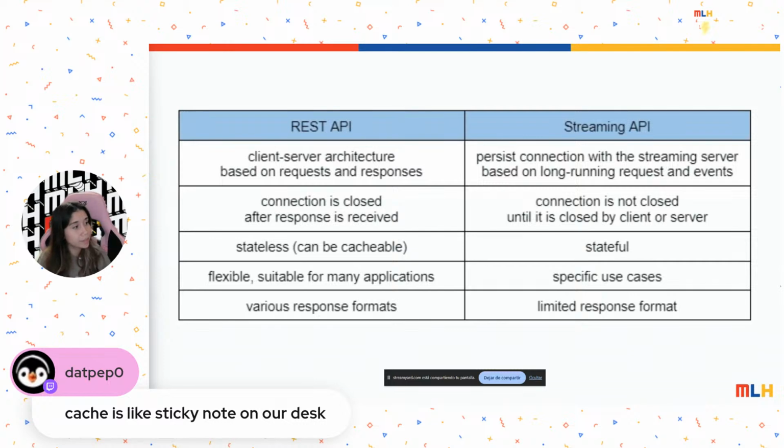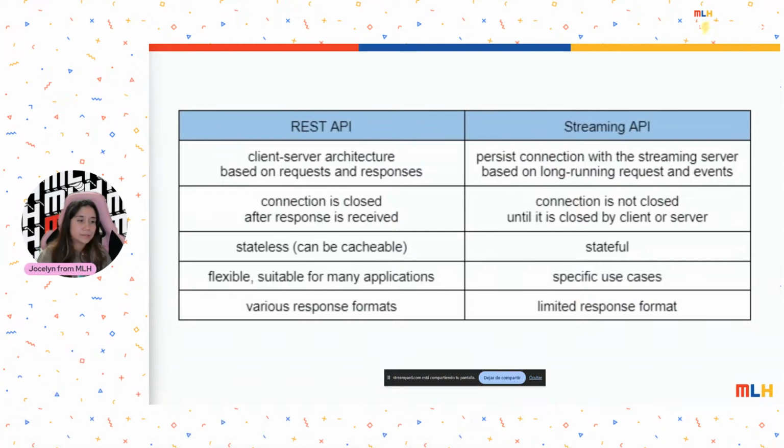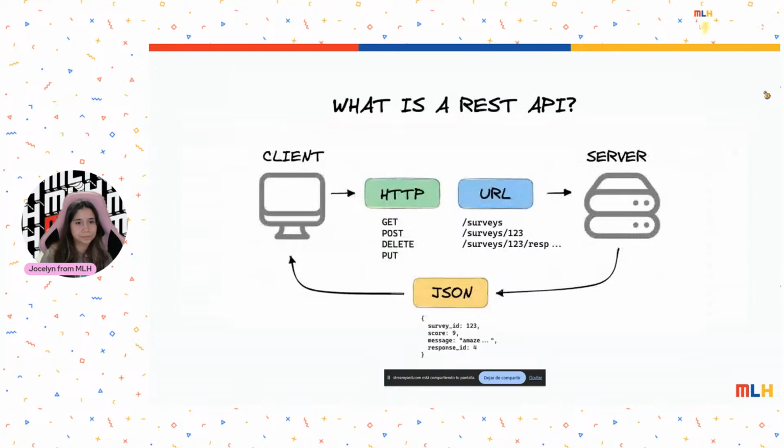Yeah, this is a very nice example. So cache is like a sticky note on our desk. It's very tiny, and you can access it really quickly. So you can access frequent searches very quickly. Yep, that's totally right. Great. So let's go to the next one.